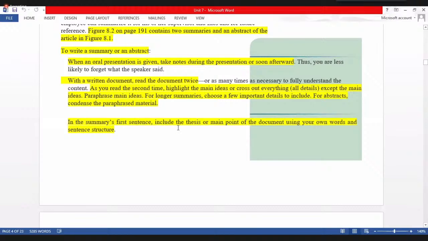So in the summary, in the first sentence, include the thesis or main point of the document using your own words and sentence structure. When you are going to write the summary, in the very first sentence, you mention the main point of the whole document. What is the document about? That you mention in the first sentence. That becomes the topic sentence. And then you give the important details. That becomes the summary. Okay, we will discuss in the next class.